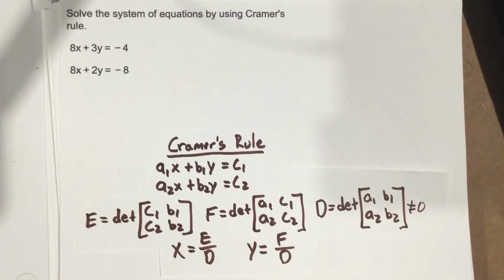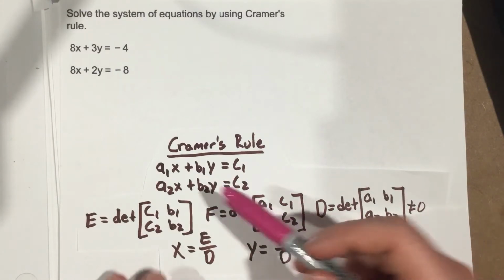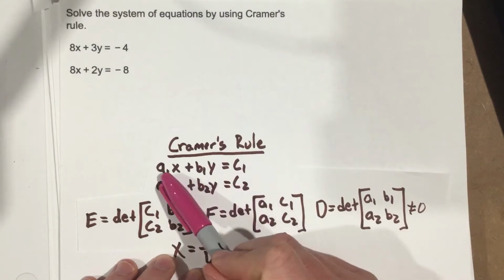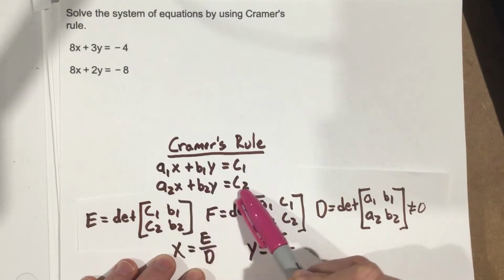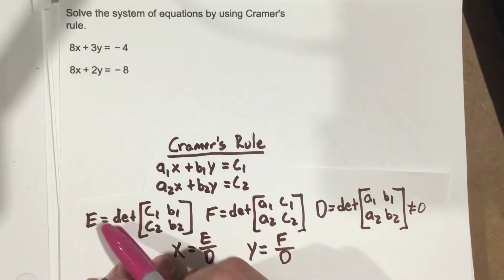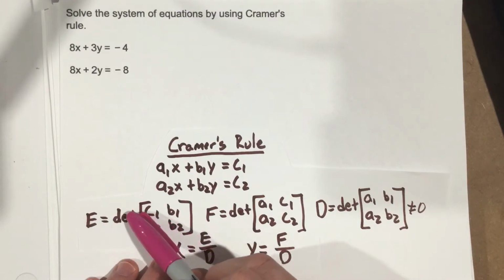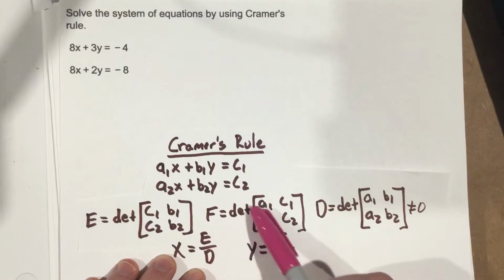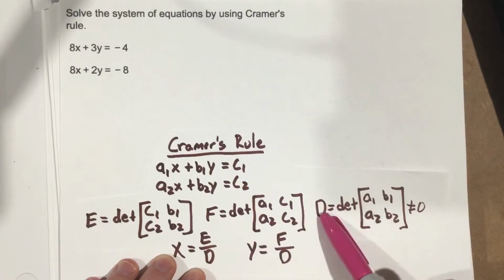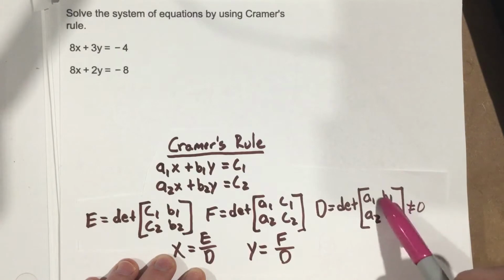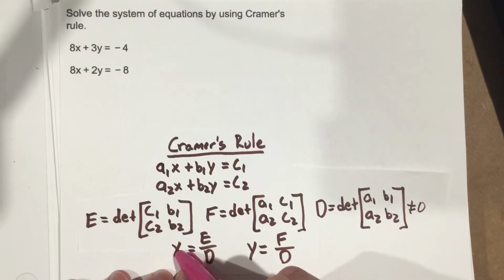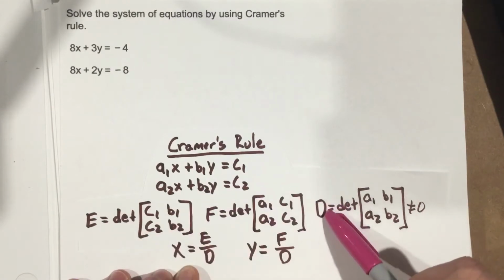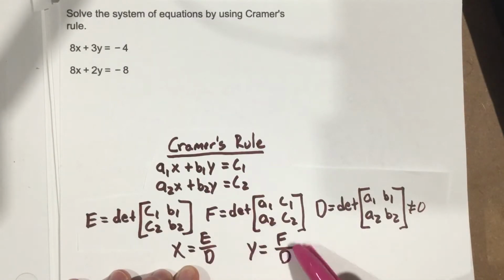But the long story short, we have the two equations with the coefficients a1, b1, c1, a2, b2, c2 respectively. We're going to find this e variable using the determinant of some of the coefficients, the f variable with the determinant of some of the coefficients, and the d variable with the determinant of some of the coefficients. And then we're going to find the x value, that's the solution, along with the y value, that's the solution, by doing e divided by d, and then f divided by d. So let's work through it.